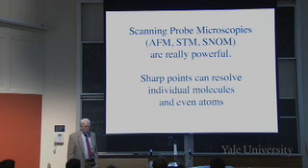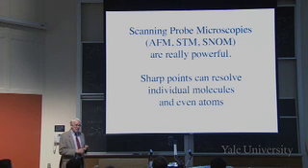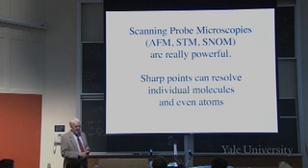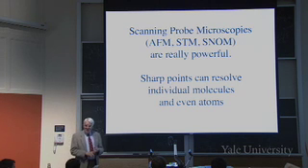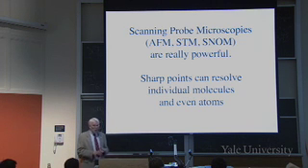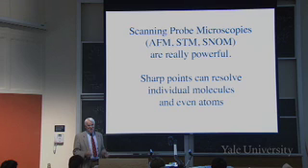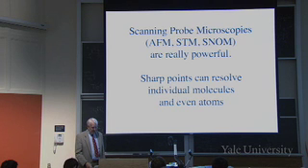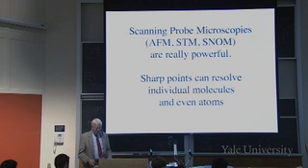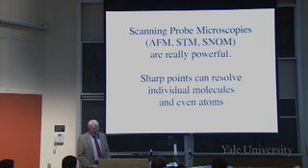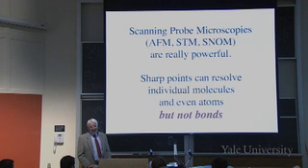Okay, so scanning probe microscopies like atomic force microscopy, scanning tunneling microscopy, and scanning near-field optical microscopy are really powerful, and you can see individual atoms, right? The sharp points can resolve individual molecules and even atoms, but not bonds. So it's not doing what we need to do for our purposes.